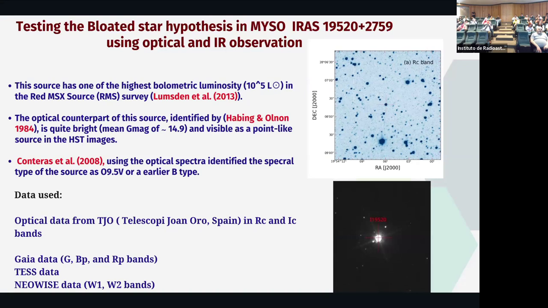So we test the bloated star hypothesis by verifying the pulsation model for this source. For that, we have used the optical data from TJO, which is a robotic telescope in Spain, in RC and IC bands. We also use archival data from surveys like Gaia, TESS, and NEOWISE. In the upcoming slides, I am going to show some of the results from the variability analysis.